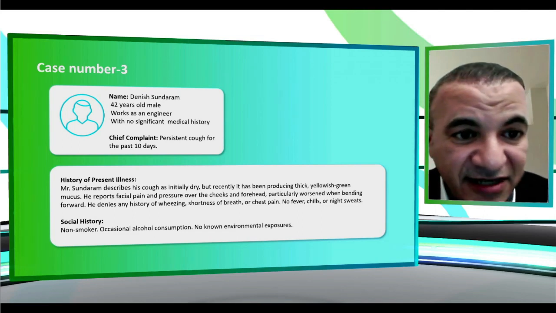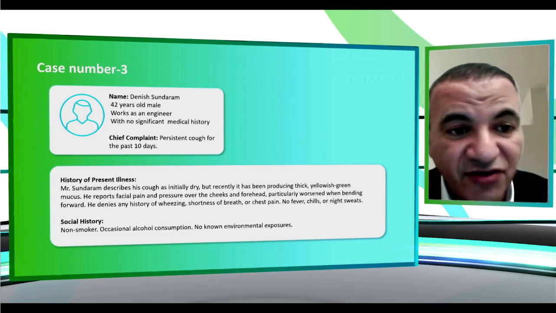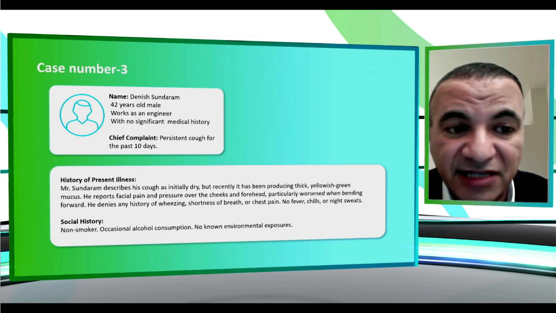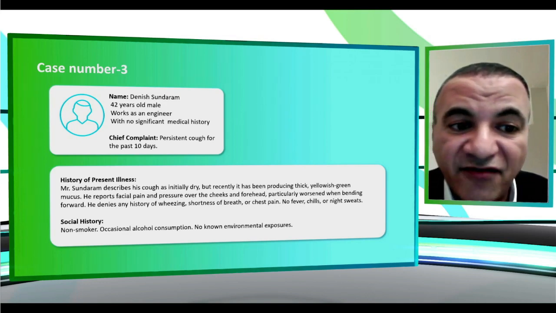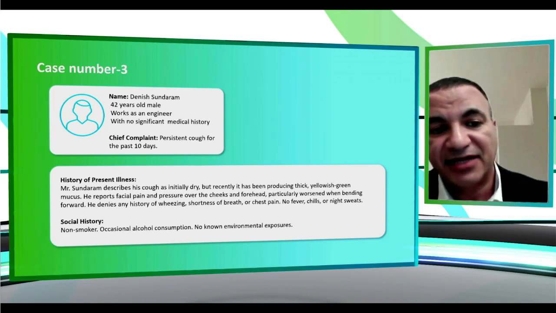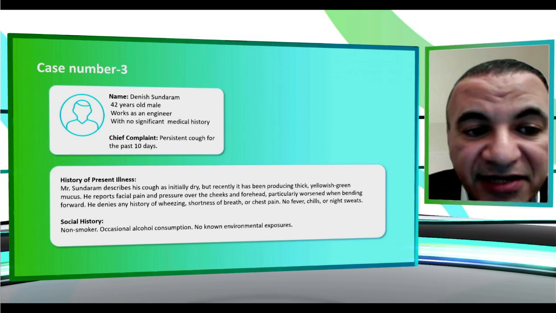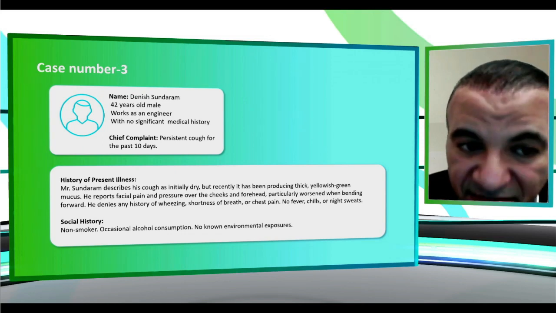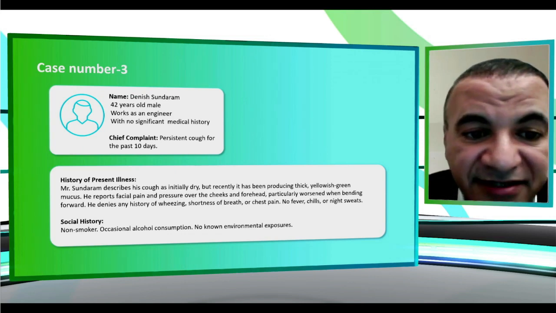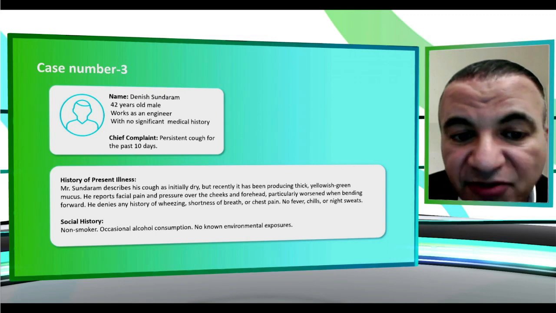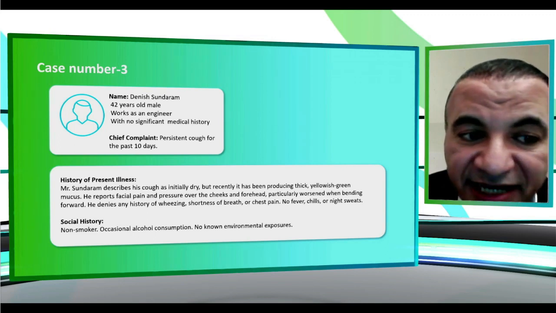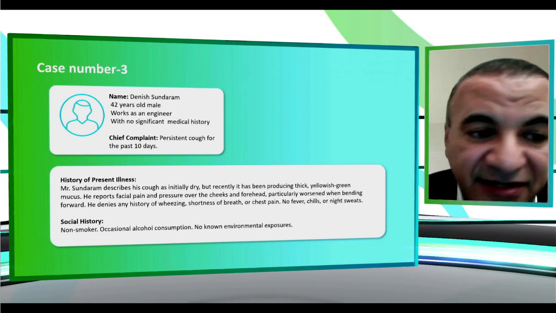We have Mr. Danish Sundram. He's a 42-year-old gentleman, works as an engineer with no significant medical history. His chief complaint is a persistent cough for the past 10 days. This is not a chronic cough, this is an acute cough. Mr. Sundram described his cough as initially dry, take care of every word, but recently it has been producing thick, yellowish-green mucus. Also, the color makes a difference.